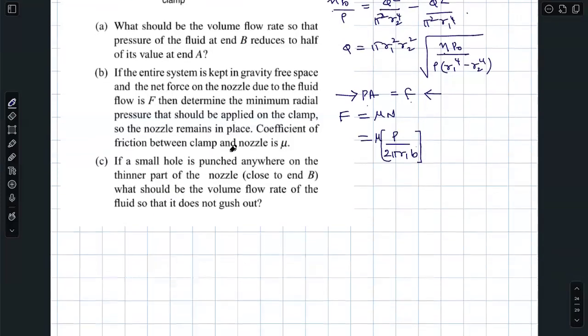If a small any doubt in B, please ask me.